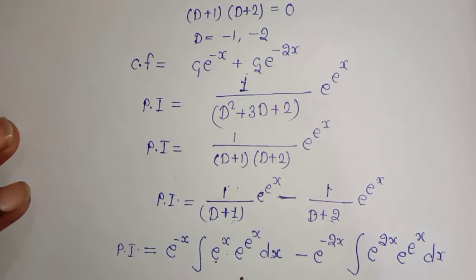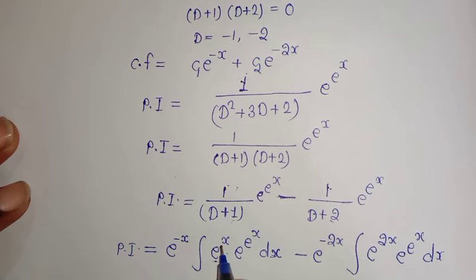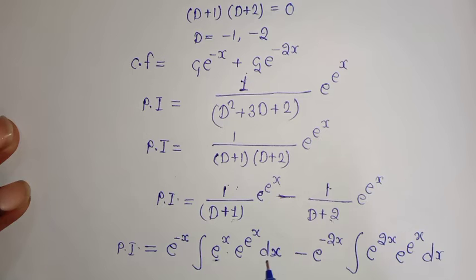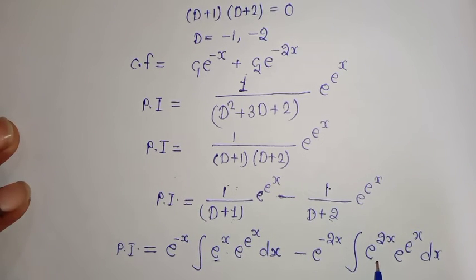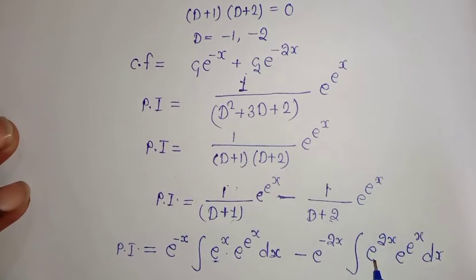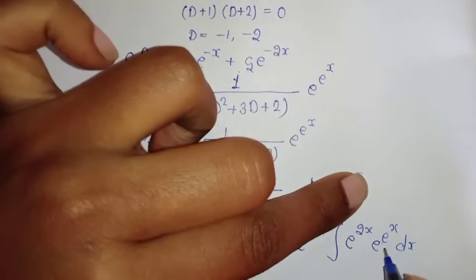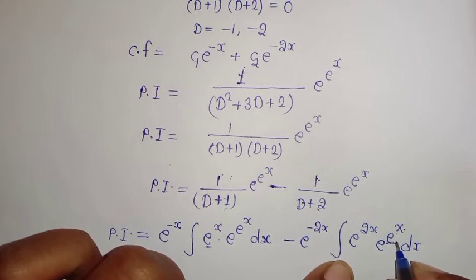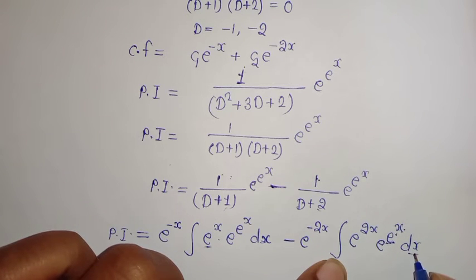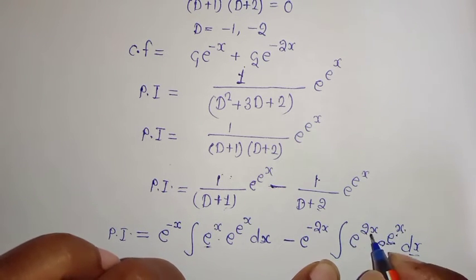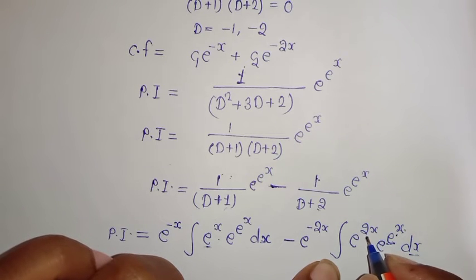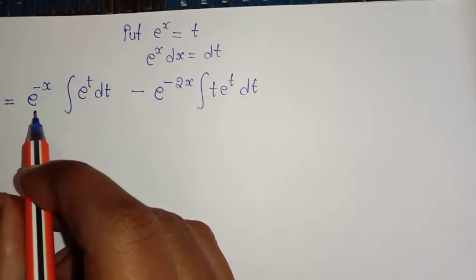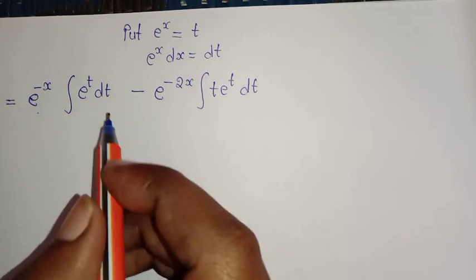If we put e raised to power x is equal to t, then e raised to power x dx becomes dt, and this becomes e raised to power t. Here we can also apply that method, it becomes t, because if we take e raised to power x as t, then it becomes e raised to power t, and e raised to power x dx becomes dt, but one e raised to power x remained, and that will be taken as t. So our pi got reduced into this form, and now I am going to solve it.